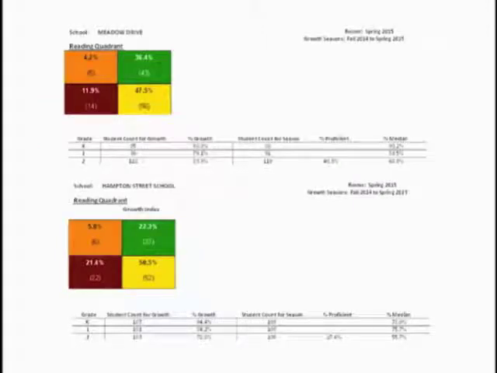So this is Meadow Drive on the top, Hampton on the bottom, reading. The numbers in the boxes only represent the second grade. The exam we give for K and 1, we don't measure growth the same way. We don't measure proficiency the same way.